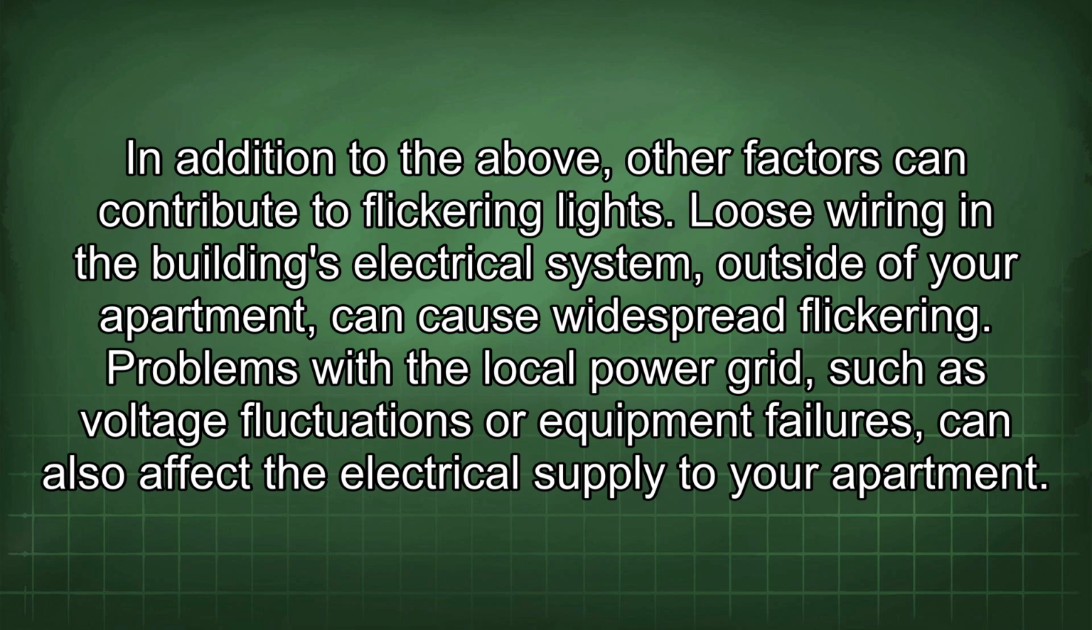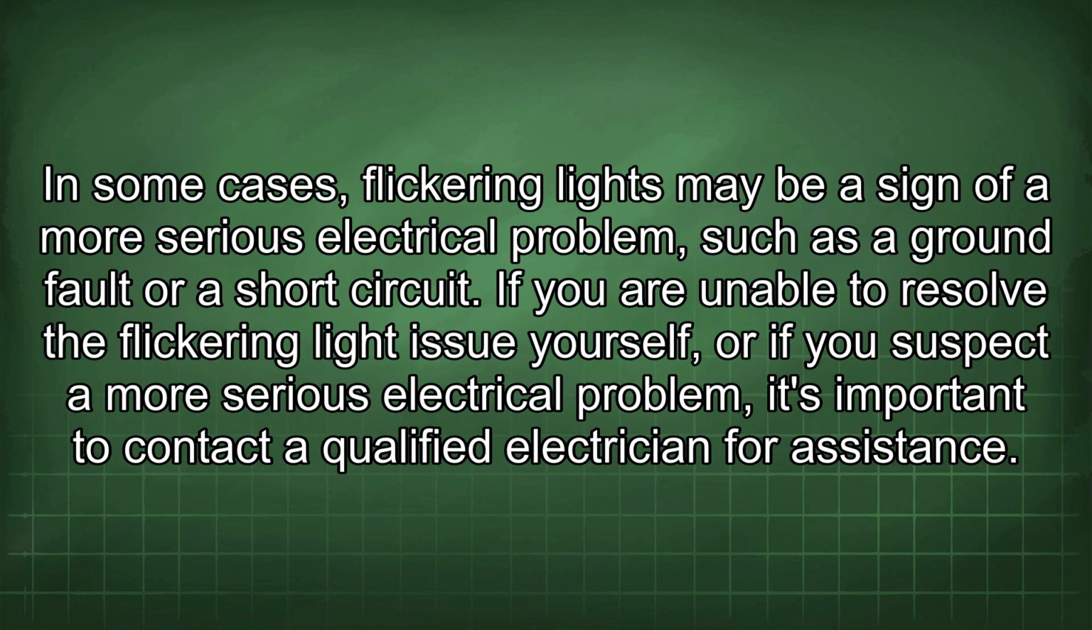Loose wiring in the building's electrical system outside of your apartment can cause widespread flickering. Problems with the local power grid, such as voltage fluctuations or equipment failures, can also affect the electrical supply to your apartment. In some cases, flickering lights may be a sign of a more serious electrical problem, such as a ground fault or a short circuit.